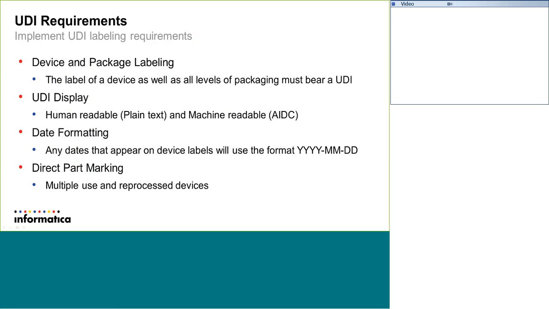In terms of date formatting, dates on the device label must be in specified formats. It can be the expiration date, manufacturing date, and any other dates on the label intended to be brought to the attention of the user. In addition, devices intended to be used more than once and reprocessed before each use, for example, that needs to be disinfected or sterilized, must have a permanent direct part marking of the UDI code. This will ensure that applicable devices remain identifiable even if they become separated from their label.